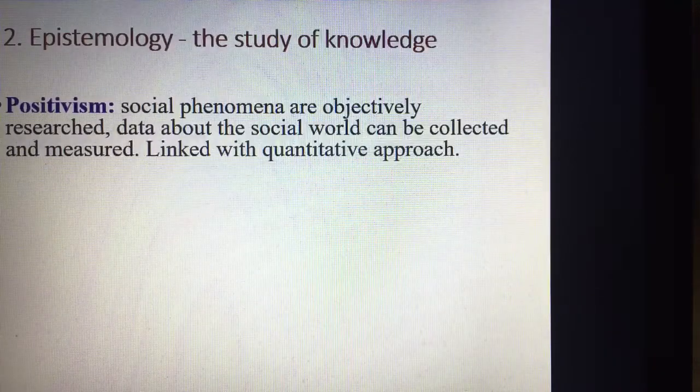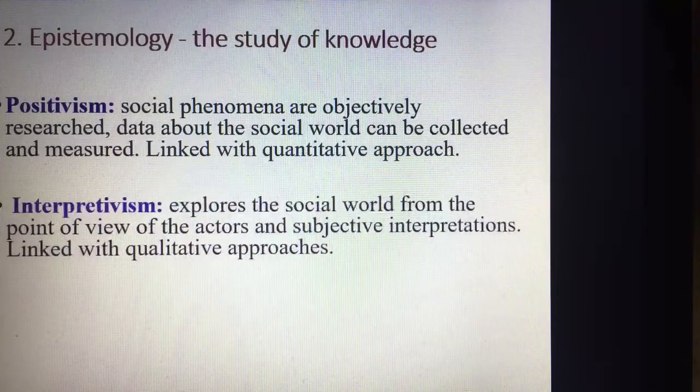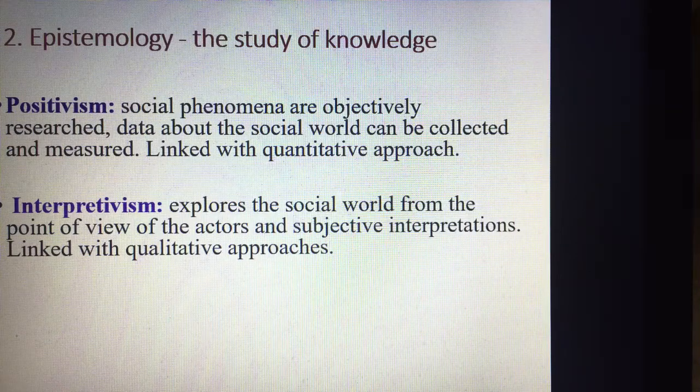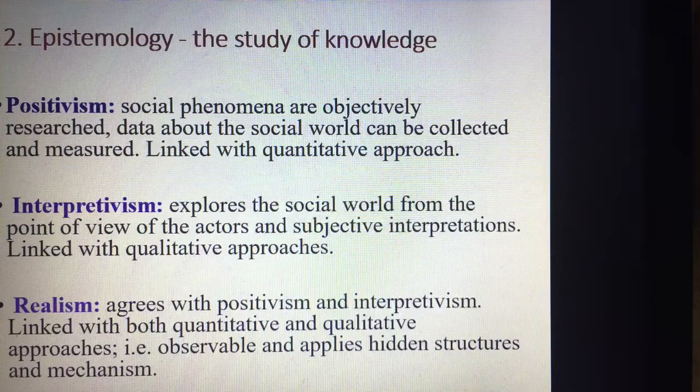The second one under epistemology, apart from positivism, is interpretivism, which explores the social world from the point of view of the actors, human beings, and subjective interpretations. This is linked with qualitative approaches. There's also realism, which agrees with both positivism and interpretivism, and it is linked with both quantitative and qualitative approaches, i.e., that means it is observable and applies hidden structures and mechanisms.